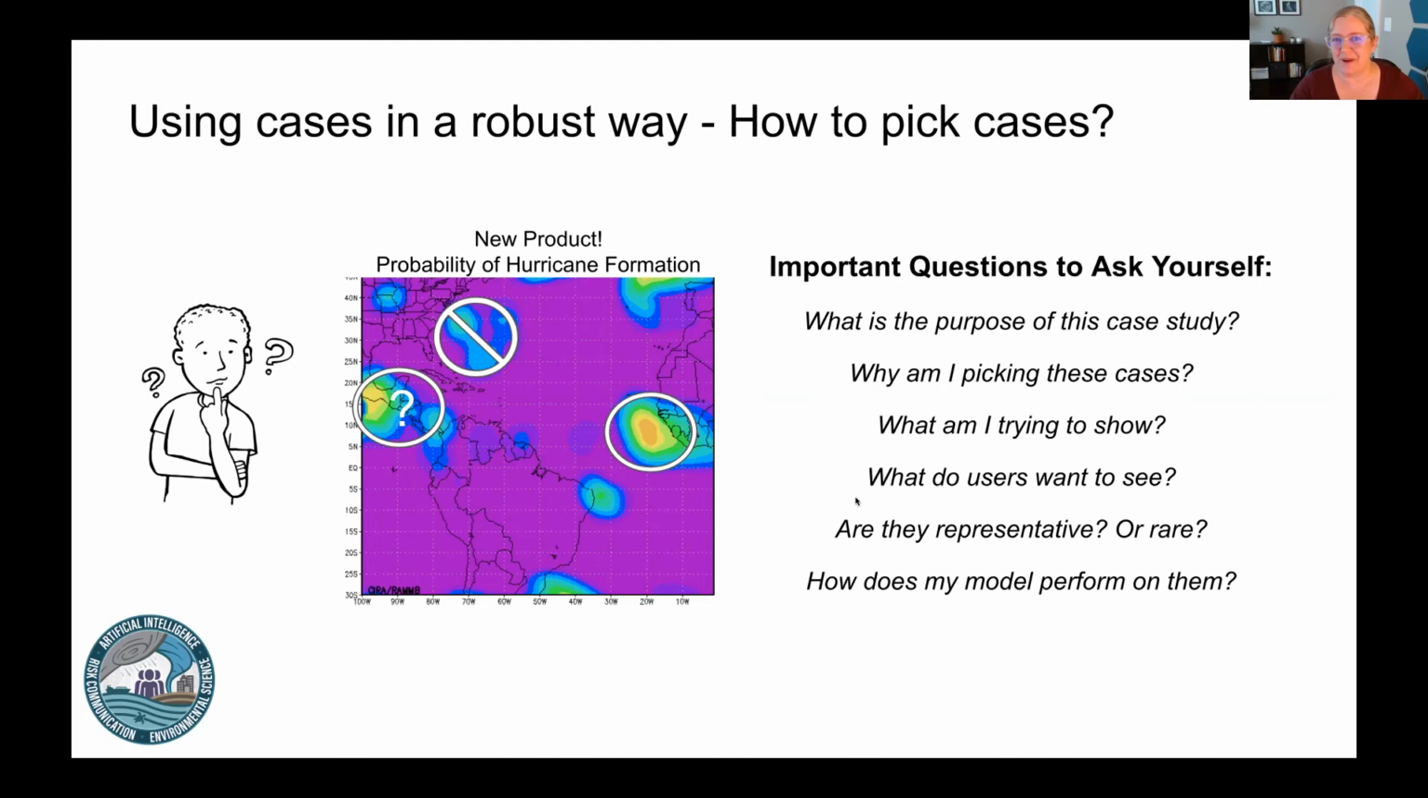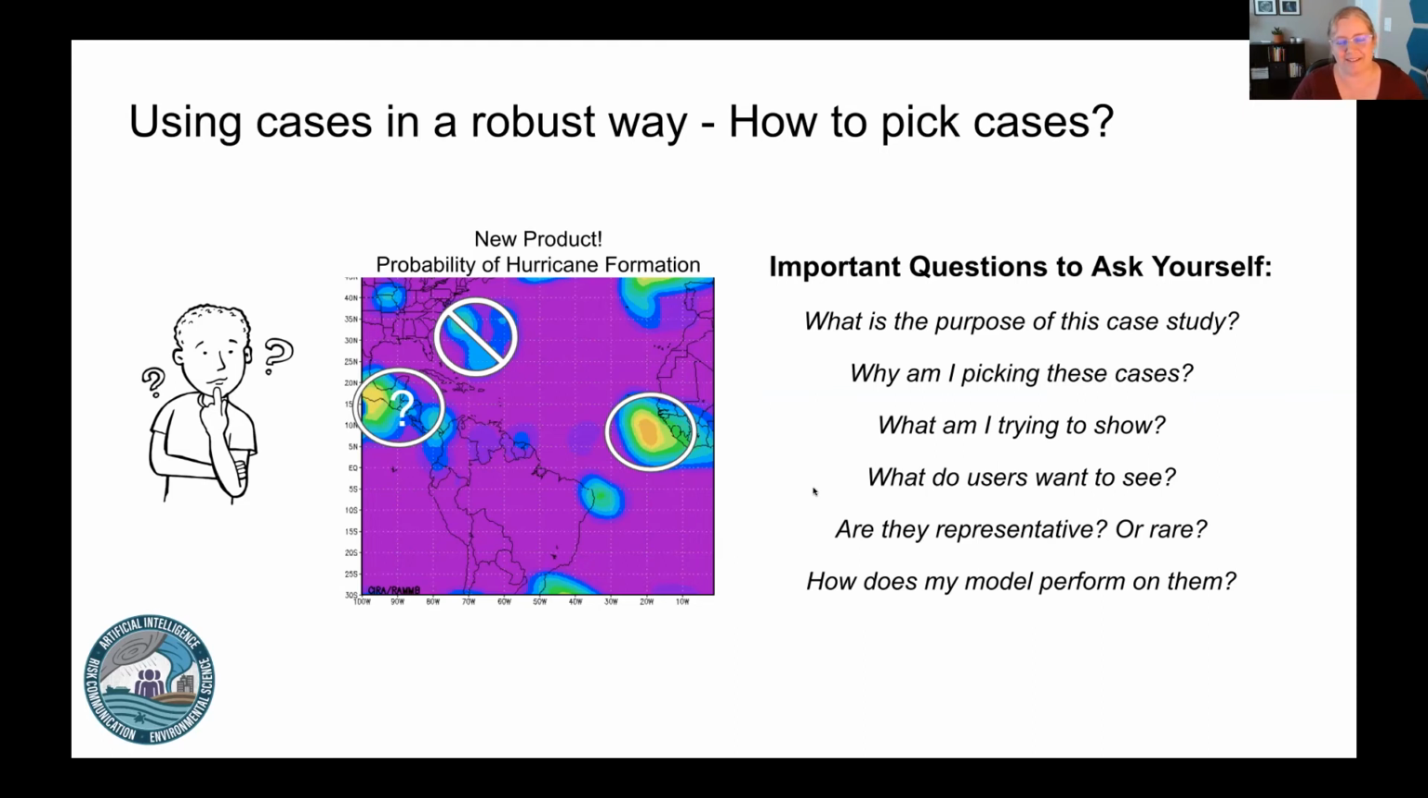So I want to talk about how to use cases in a robust way. And first of all, I want to talk about how to pick cases. So this is just a picture. This is my very fake tropical cyclone formation probability product here. And sort of puzzling at, so we've got some higher probabilities, some lower probabilities, just looking at these different instances and wondering what's going to be a good case to pick.